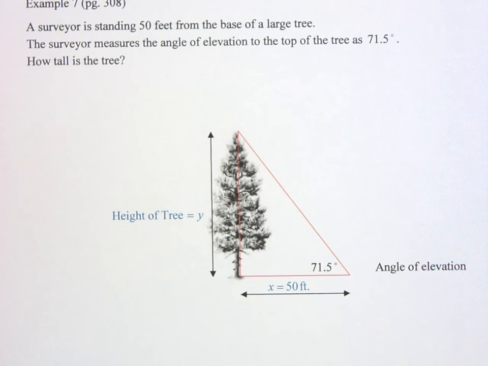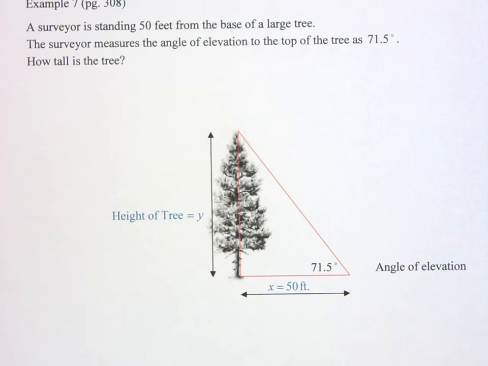This problem is from the book. It's example 7 on page 308. I'm going to go ahead and read it. It says a surveyor is standing 50 feet from the base, from the bottom, of a large tree, and the surveyor measures the angle of elevation to the top of the tree as 71.5 degrees.